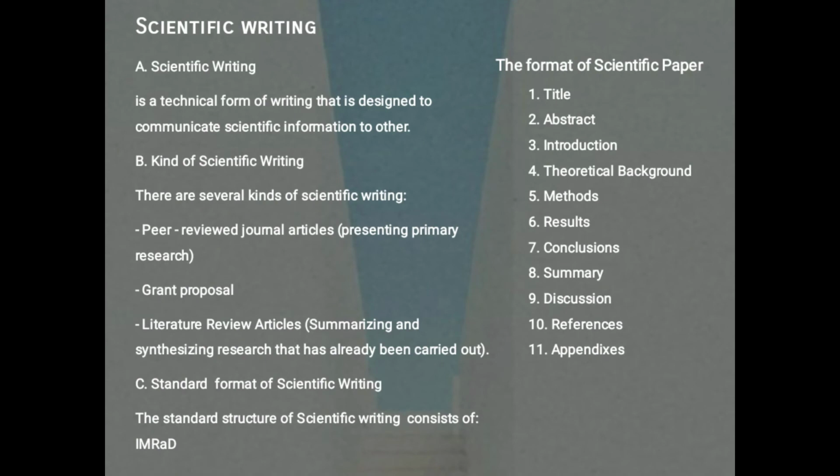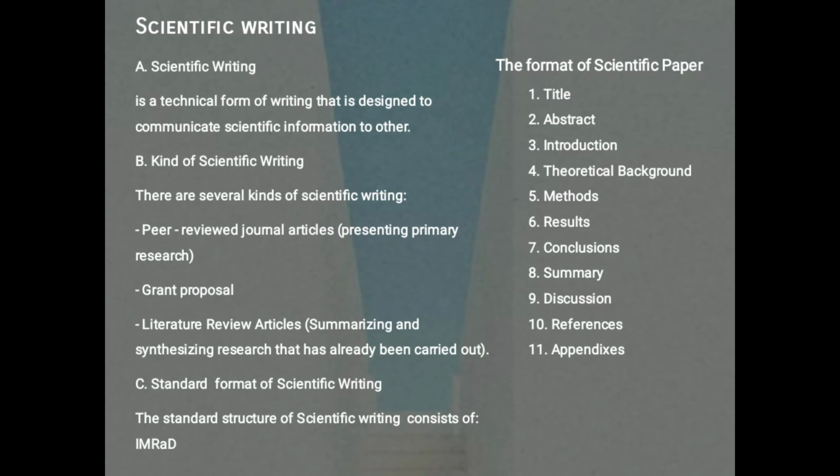Scientific writing. Do you know what scientific writing is? Scientific writing is a technical form of writing that is designed to communicate scientific information to others. And then what kinds of scientific writing are there? There are several kinds. For the first, peer-reviewed journal articles, that is, presenting primary research. The second one is grant proposals. And the third one is literature review articles, that is, summarizing and synthesizing research that has already been carried out.